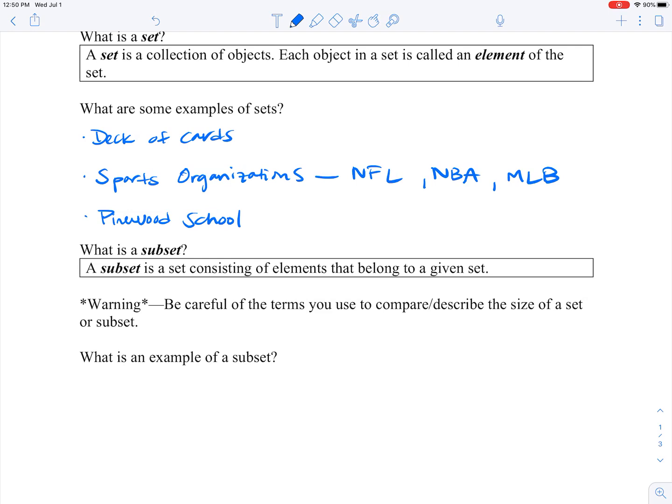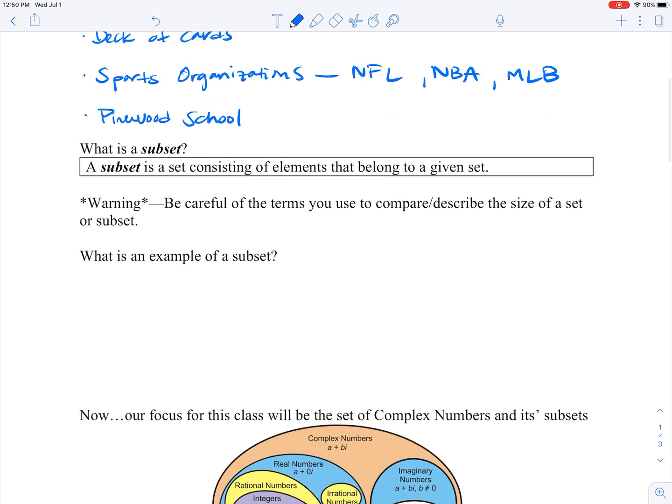Now, sets often have what we refer to as subsets. So what's a subset? It has the word sub in front of set. A subset is a set consisting of elements that belong to a given set. So before we go over that warning, why don't we think of an example of a subset? And I'm going to go back to our Pinewood School example.